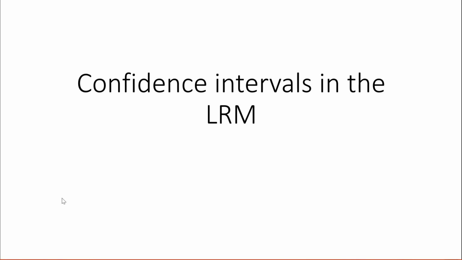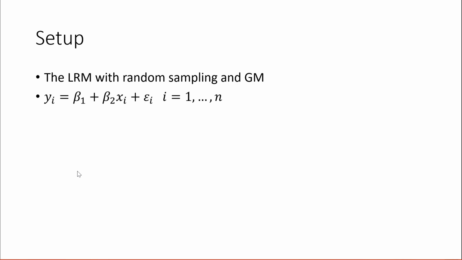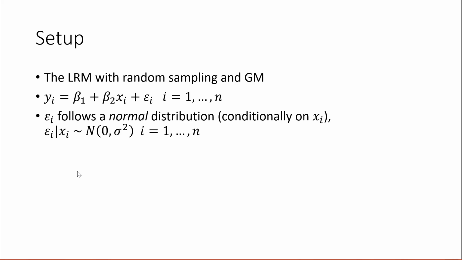On to confidence intervals in the linear regression model setting. The setup is precisely the same as the one for hypothesis testing. So we have a linear regression model, we have random sampling, and we have Gauss-Markov. One explanatory variable, and we have this additional assumption that the error term actually follows a normal distribution. But we'll see, just like in the lecture when we talked about hypothesis testing, this assumption is not so crucial.